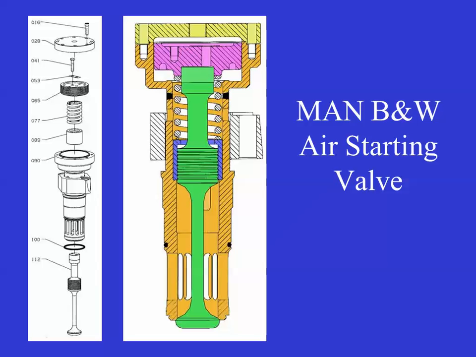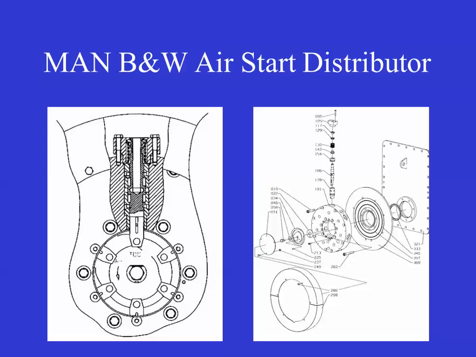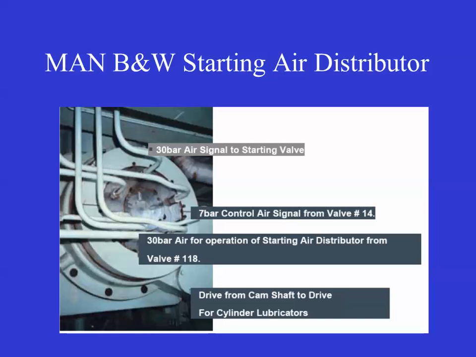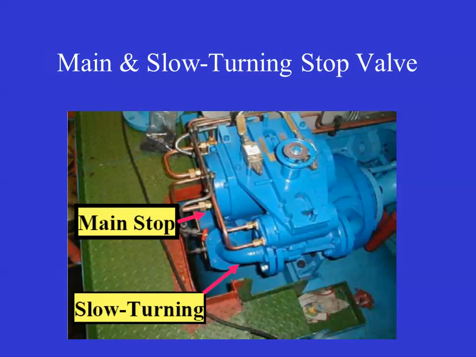And this is the MAN Burmeister air start valve. This purple, pinkish color, that's the piston. You put air on top of this, and then this opens. And then there's their start air distributor, and this is just giving you the air signals to it.